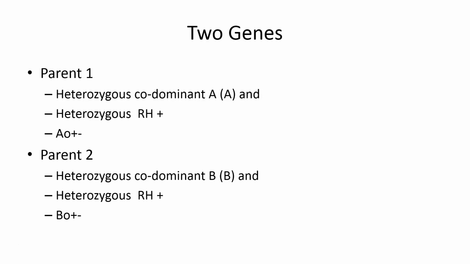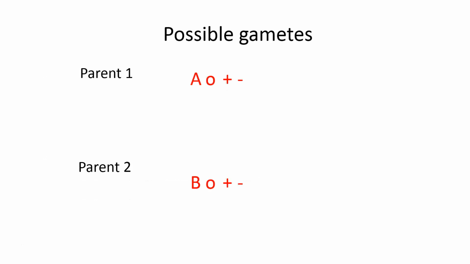It says parent 2 is heterozygous for the codominant B gene, which means they are going to have a B gene and an O gene, and they're heterozygous for Rh positive, which means they have a BO plus minus as well. Now, with each parent, we've got to look at what the possible gametes are.